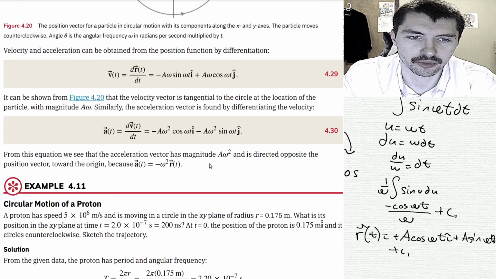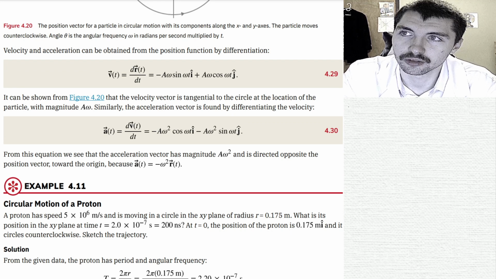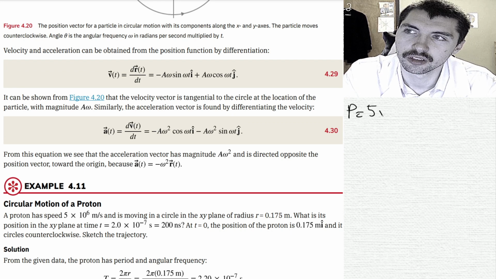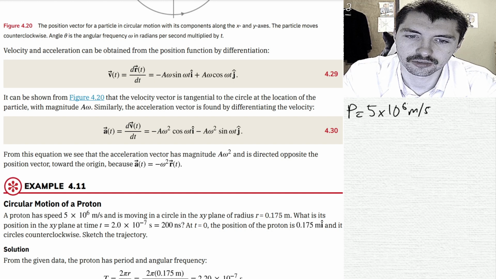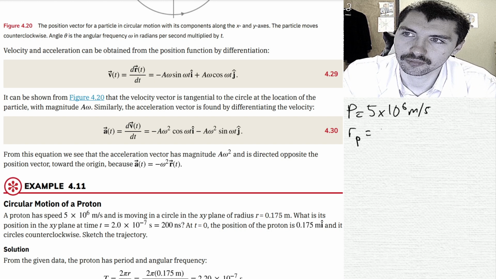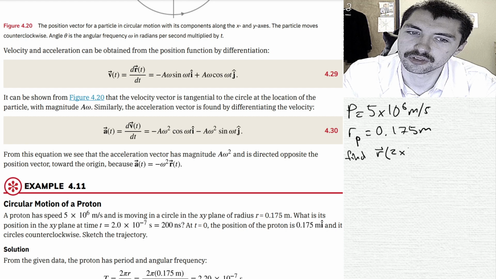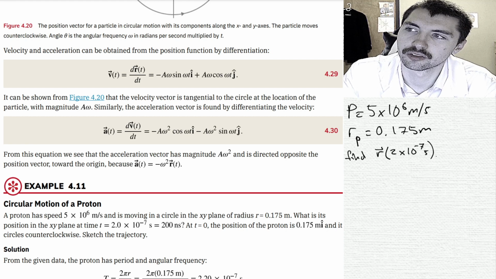All right, so we have a big example coming up. Let's see what we can do. So the proton is 5 times 10 to the 6 meters per second. R of P kind of looks like a gamma symbol. 175 meters. We're going to find R at t times 10 to the -7 seconds.